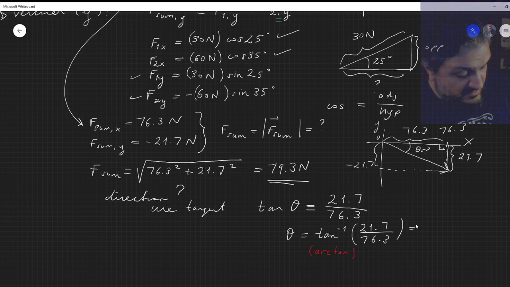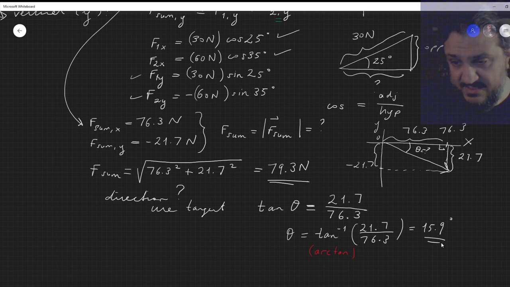0.28, take the arctangent, shift 10, answer 15.87, about 15.9 degrees, okay? Well, this one is exact, all right?